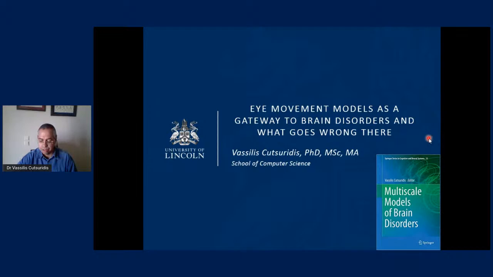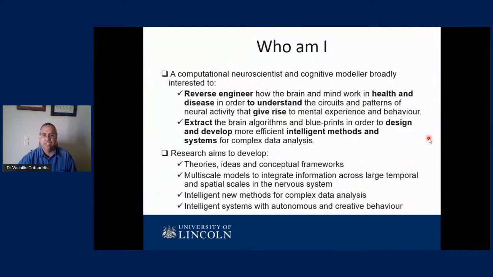So one slide about who I am, just in case you don't know me, which is very probable. I'm a computational neuroscientist and a cognitive modeler, broadly interested in reverse engineering how the brain and mind work in health and in disease, in order to understand how faculties such as learning and memory, attention, or visual perception arise from the complex organ of the brain. And by doing that, I'm planning to also extract the algorithms, blueprint designs and architectures in order to design and develop more efficient and more intelligent methods and systems.